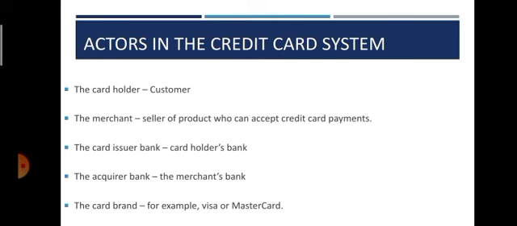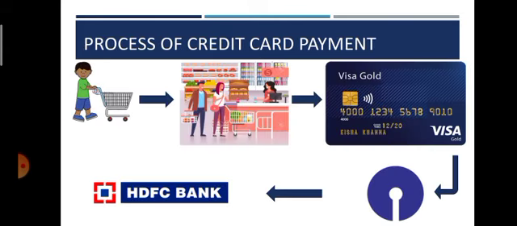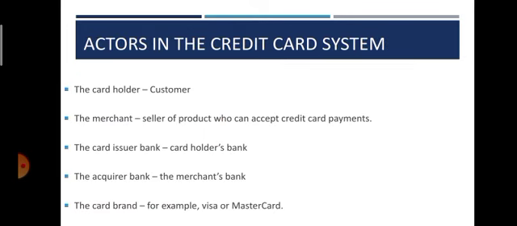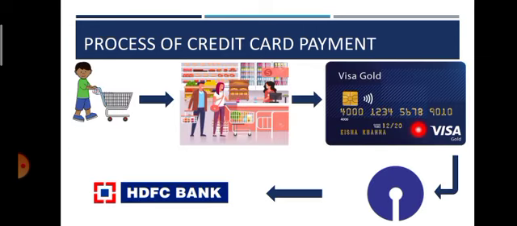The acquirer bank, that is the merchant's bank. Acquirer bank means where the amount has to be deposited. So this is the acquirer bank, that is the cashier's bank, this HDFC bank. So these are the actors who are involved in this credit card payment. And the last is the card brand. For example, here Mastercard or Visa. So here you can see this is the card brand. Okay, you can see a Visa Gold. So this is your card brand. So these are all the different actors who are involved in the credit card payment.